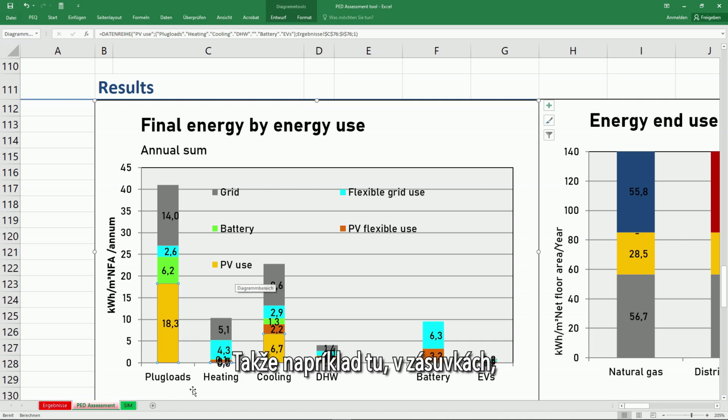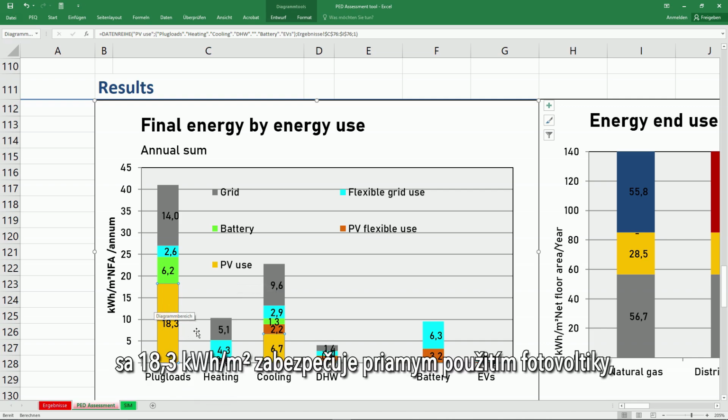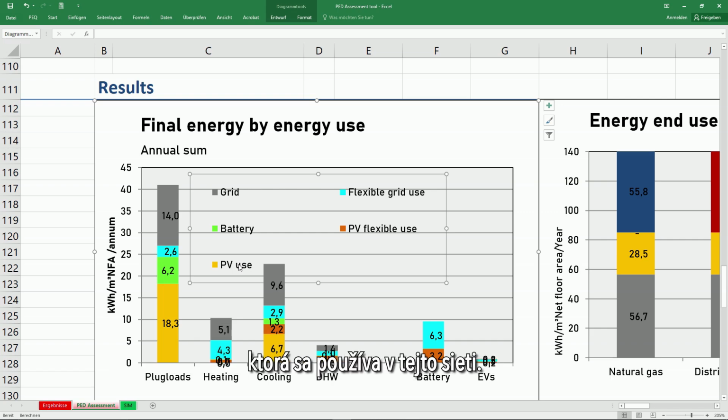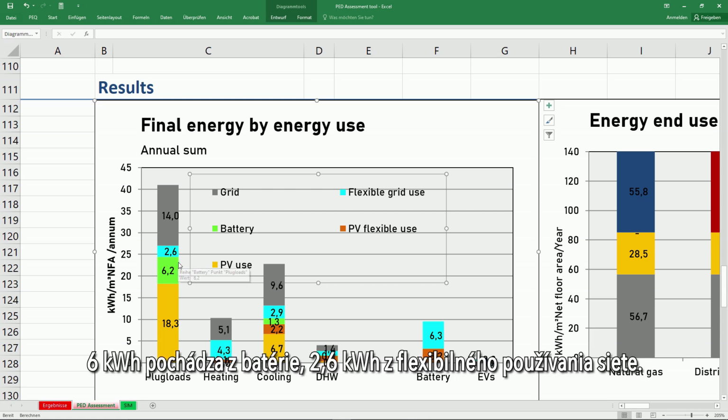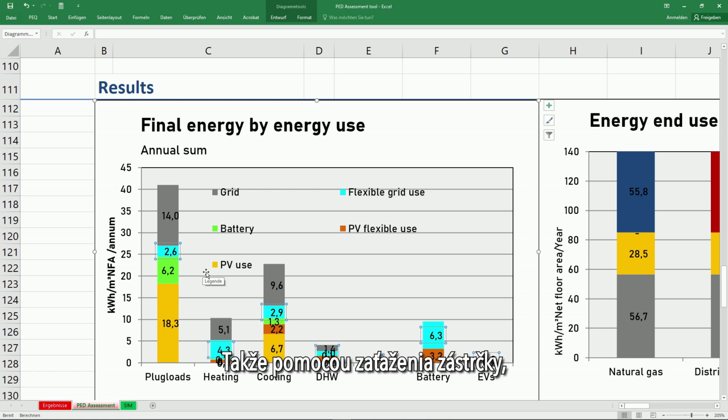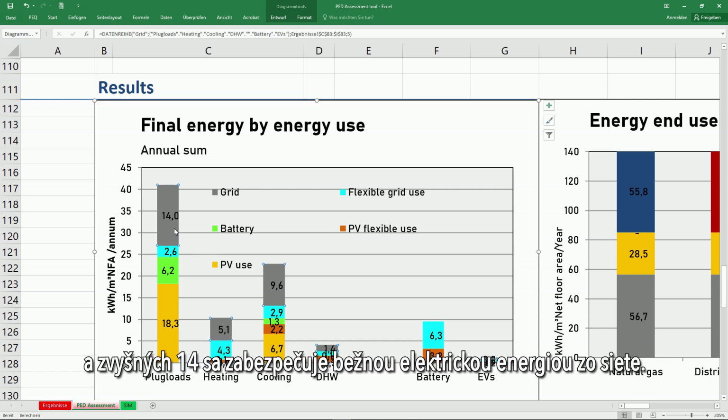So for example, here in plug loads, 18.3 kilowatt hours per square meter are provided by directly using the photovoltaics that are used in this grid. 6 kilowatt hours come from the battery. 2.6 kilowatt hours come from flexible grid use, so using plug loads when there is renewable overshoot and renewables in the grid. And the rest, 14, is provided by just regular grid electricity.